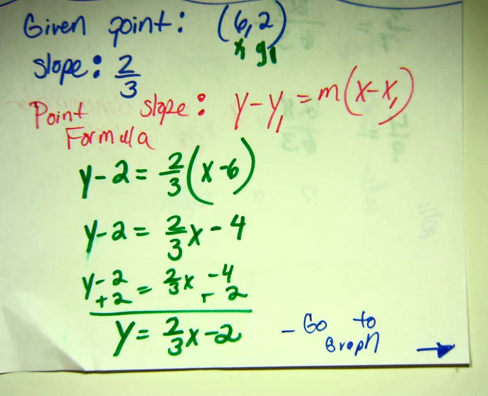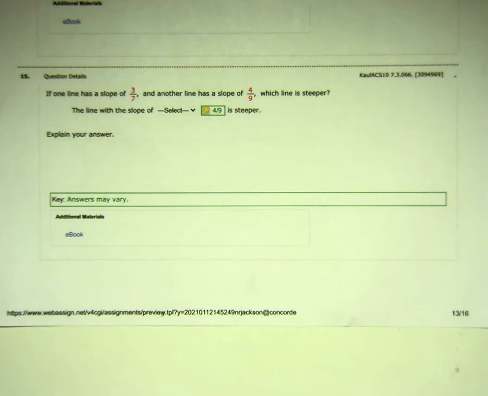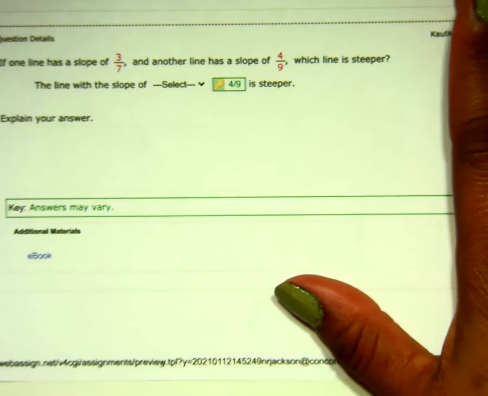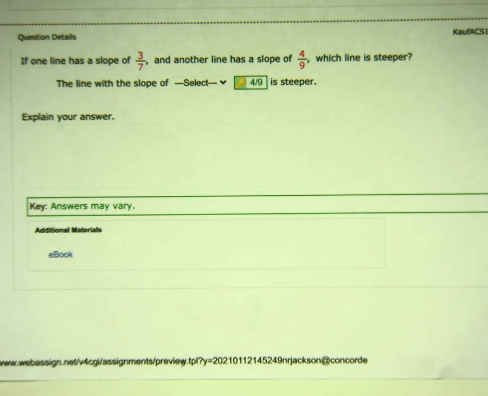So yay! That was quite a bit in one time. The next one, let me zoom in, is like this. You have a slope of 3/7 and then a slope of 4/9. It wants to know which one is steeper.